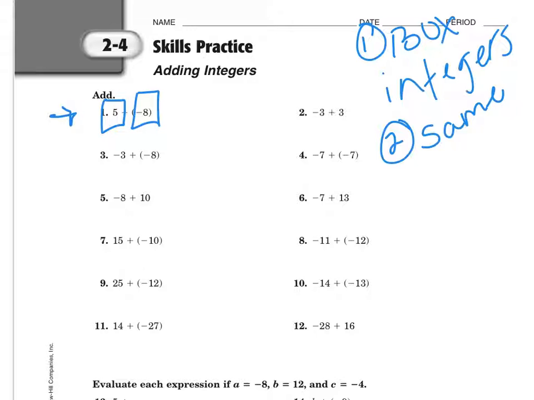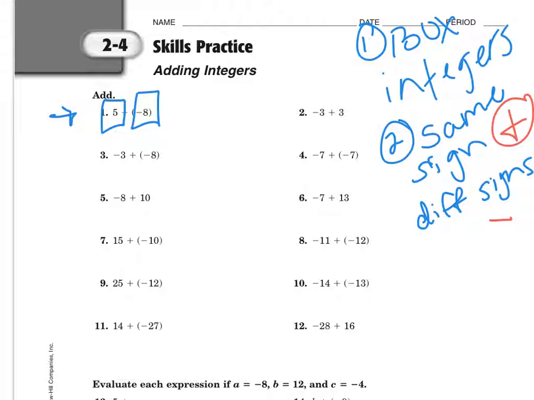If they have the same sign, then you're going to add. If they have different signs, what do you think we're going to do? Subtract. Same signs, add. Different signs, subtract.